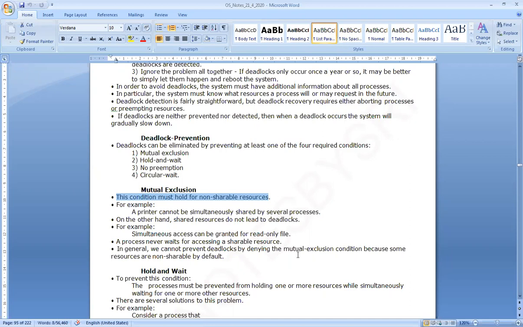For example, a printer cannot be simultaneously shared by several processes. We are not able to share the printer simultaneously by two processes at any given point of time. That is one example we can give for mutual exclusion. So we should have mutual exclusion in place, so that the printer is properly shared among the two processes.